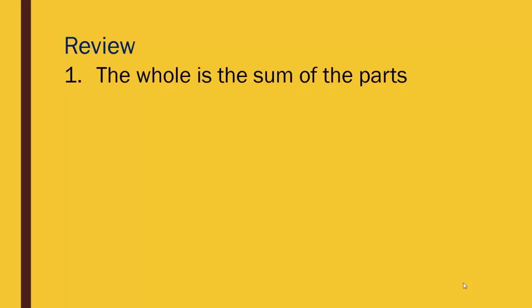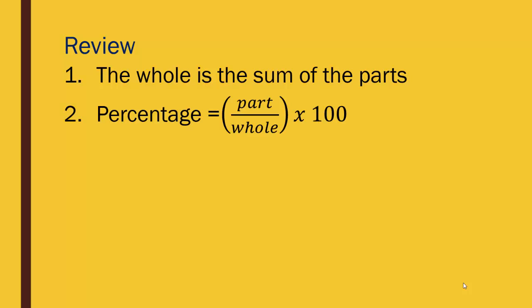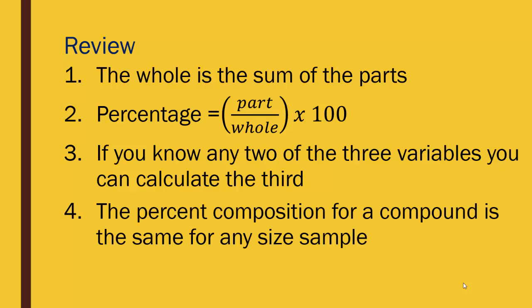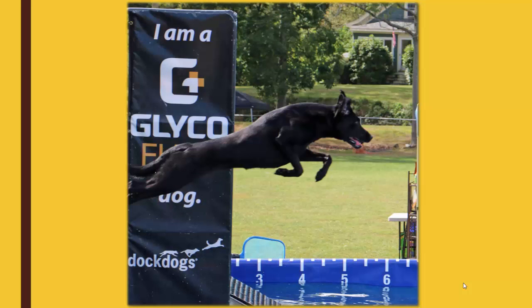So to review, the whole is the sum of the parts. The percentage is the part over the whole times 100. If you know any two of the three variables, percentage or part or whole, you can calculate the third. And the percent composition for a compound is the same for any size sample. In the next video, we're going to begin to work backwards, and given the percent composition, we're going to start to work towards figuring out what the molecular formula is.